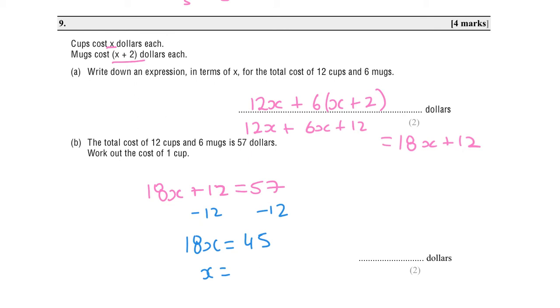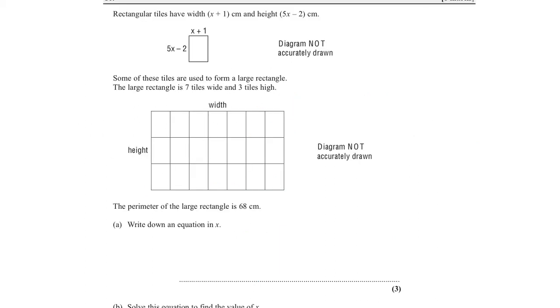So 45 divided by 18 is 2.5. Now remember, a cup was x. So yep, $2.50. Because sometimes they'll say to you in the question, work out the cost of 1 mug. And then you find x and then you realise, a mug is actually x plus 2, which would be 4.5. And remember, when we're working in dollars, pounds, dirhams, it's 2 decimal places when we're dealing with currency and money. So $2.50.